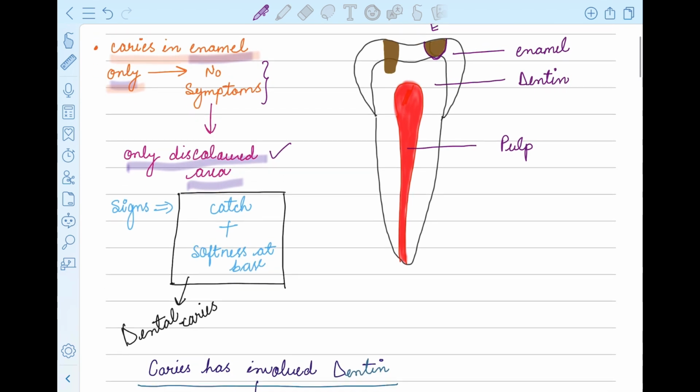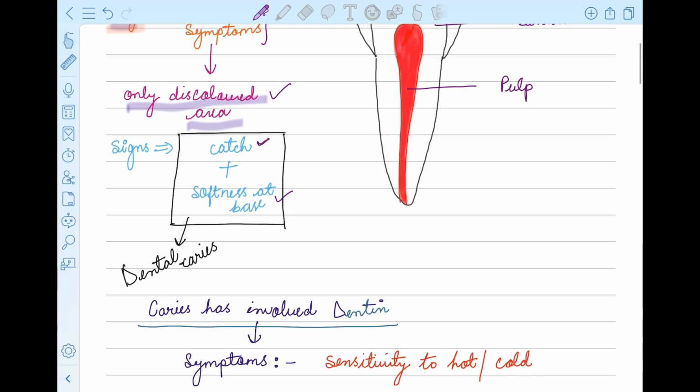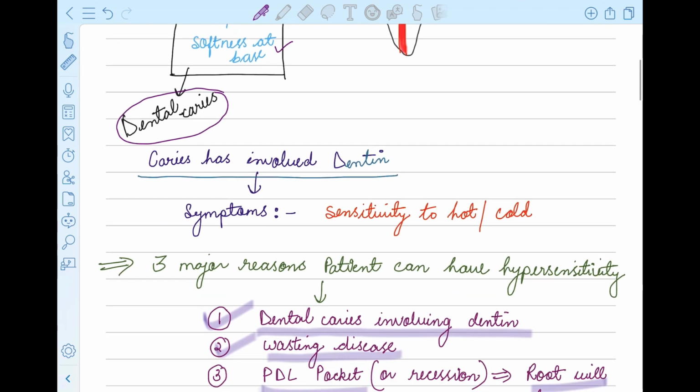Now let's see what are the signs. There will be catch and softness at the base. Now what do you understand by catch? If you run your explorer inside the cavity or in the carious region, it will feel resistant. So that will be the catch and softness at the base. This is called dentinal caries. If the caries has involved the dentine, then what will be the symptom? The patient will feel sensitivity to hot as well as cold.